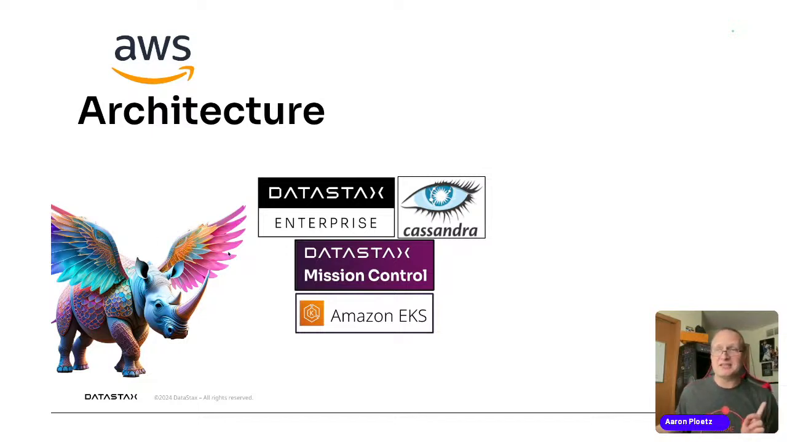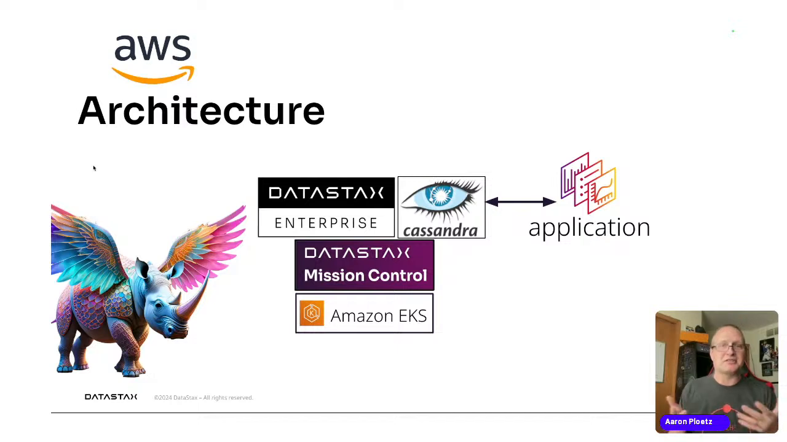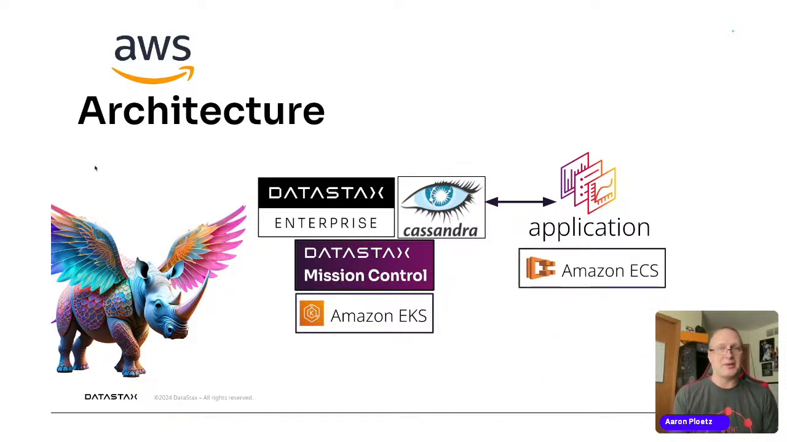The additional piece that we're adding in today, though, is: I've got my cluster out there, so how do I do something with it? How do I build an application that talks to my DataStax Enterprise or Cassandra cluster? That is actually going to be stood up on Amazon ECS. So, again, just so we have a clear view of the stack and the architecture, this is going to be our goal for today.